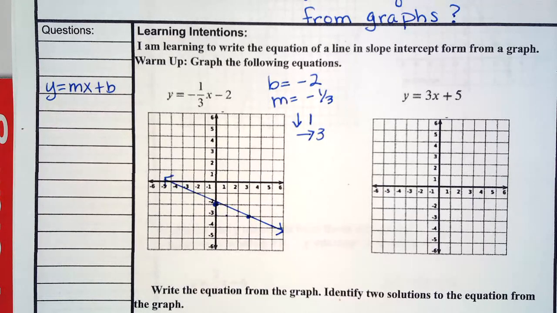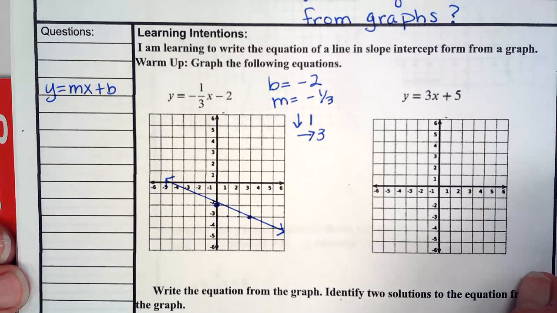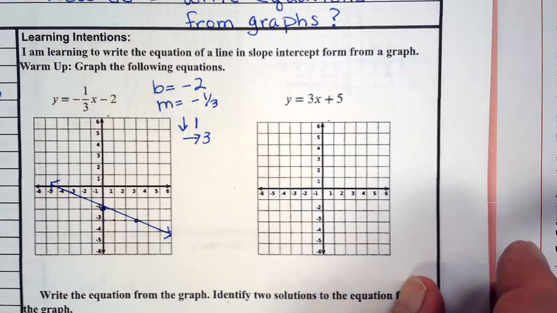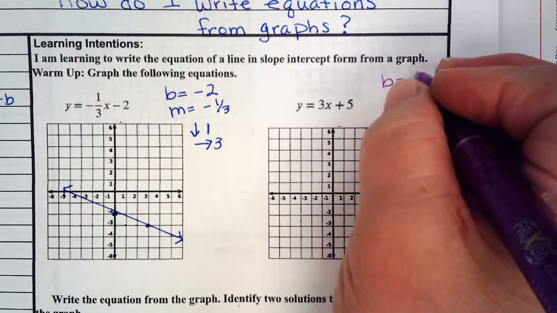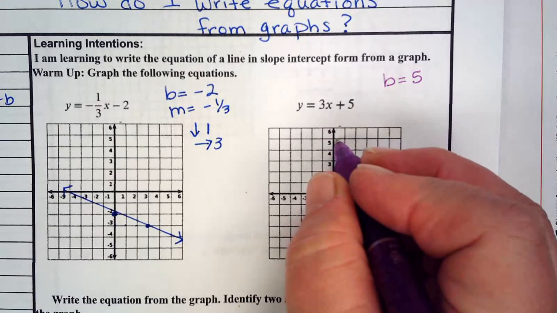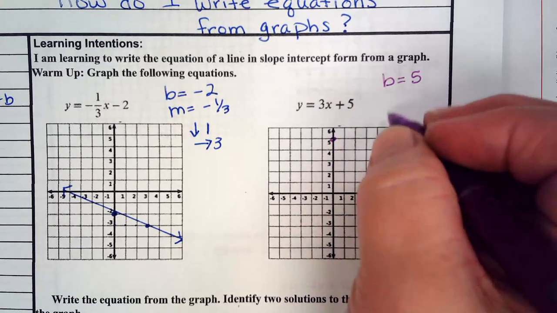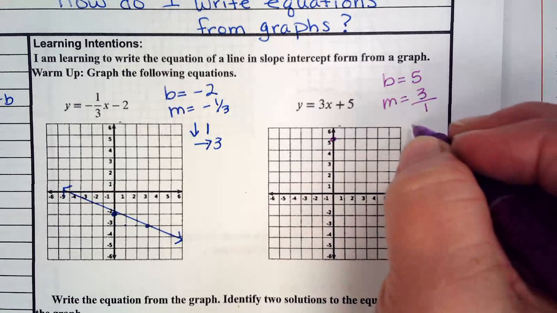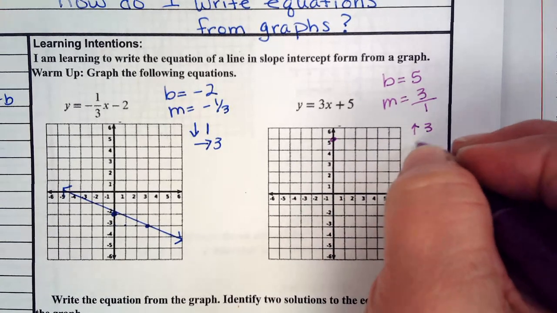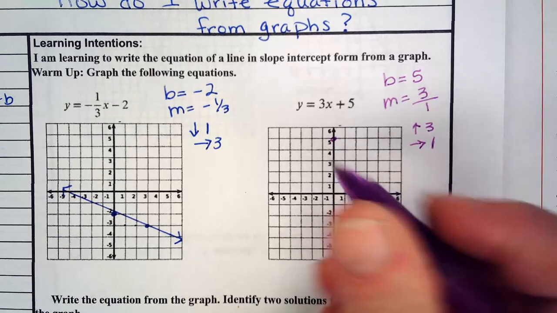Okay, if you did not get the warm-ups done, pause now and see if you can do the second one on your own. Okay, where do I begin? So I count up to 5. How do I move? 3 over 1, which is up 3, right 1.